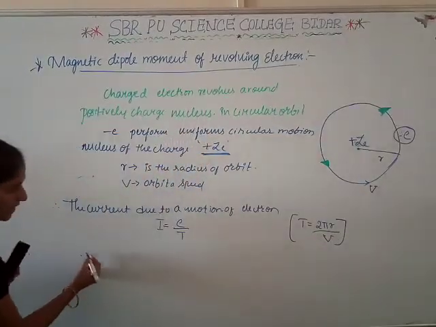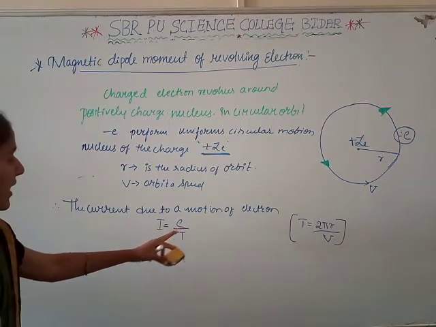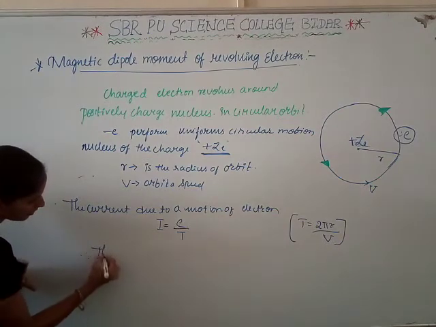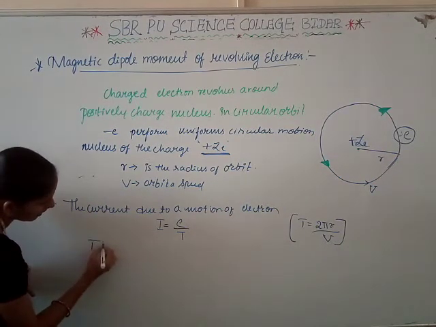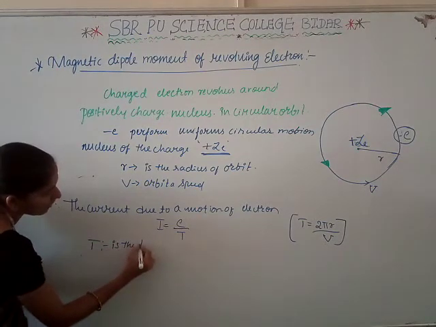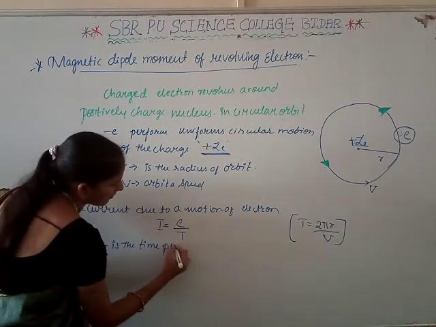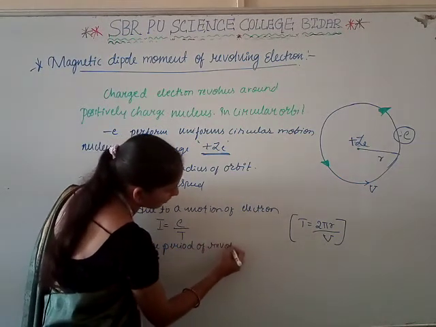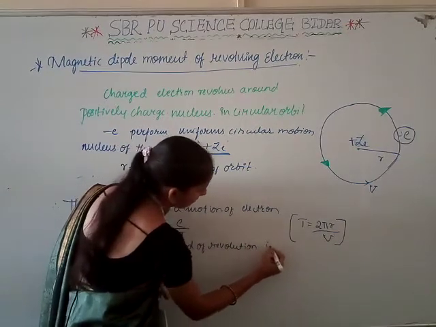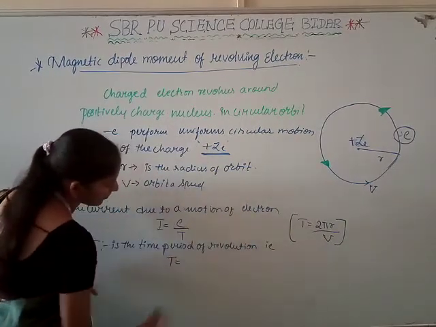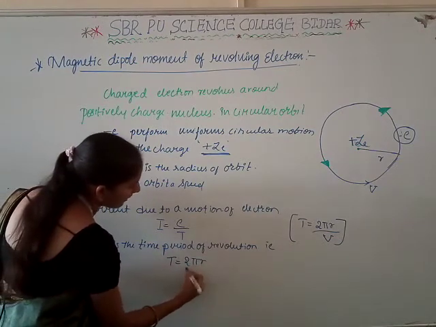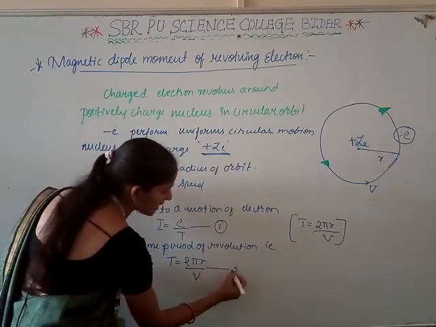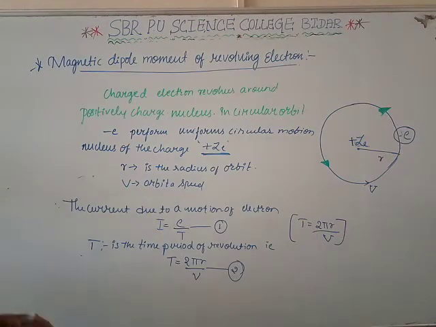So the current due to the motion of an electron is I is equal to E divided by T, where T is the time period of revolution, that is T is equal to 2 pi r divided by v. Consider I is equal to E divided by T as equation 1, and T is equal to 2 pi r divided by v as equation 2.